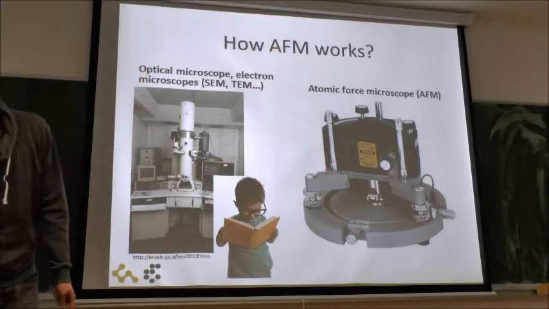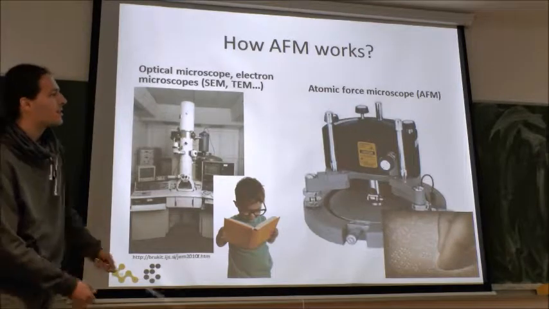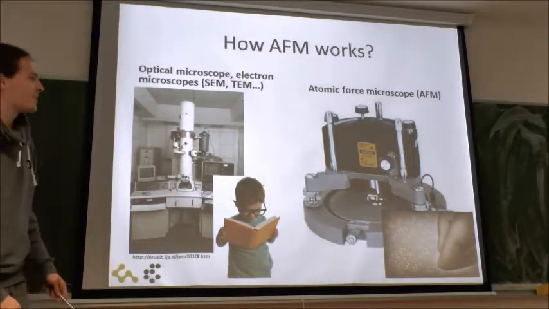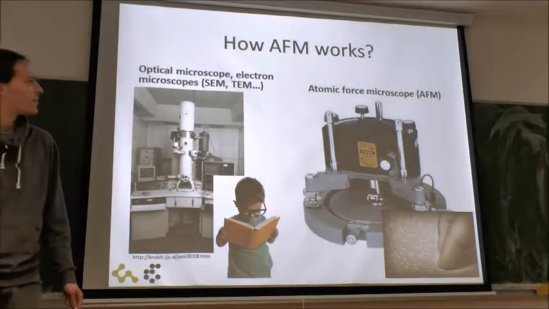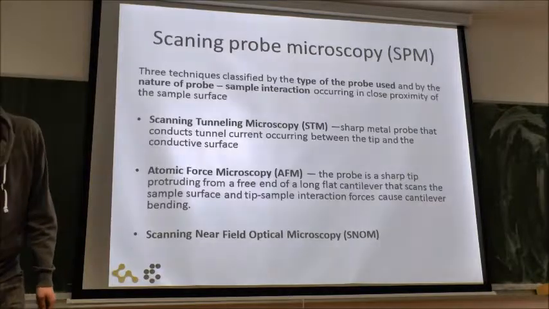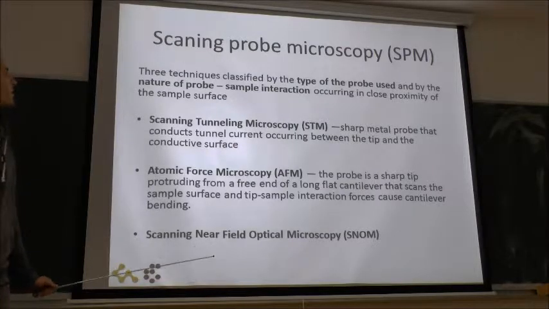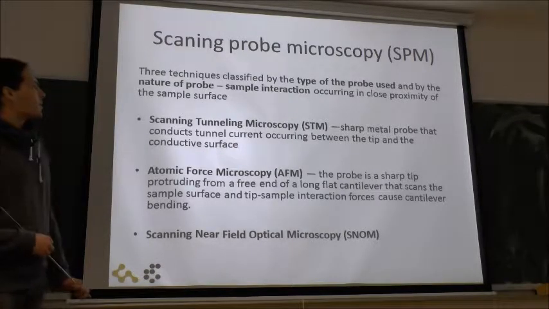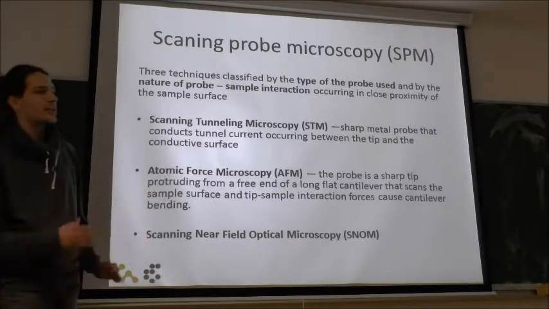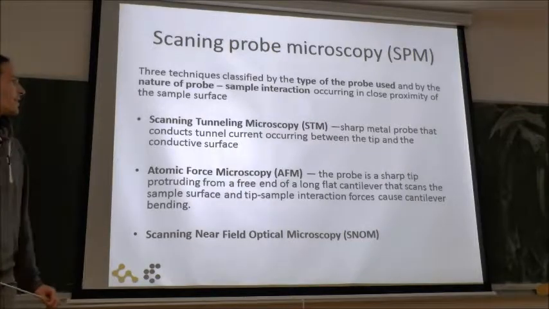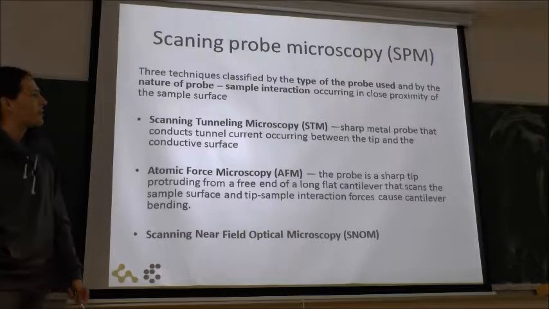It's more like being blind and reading Braille. So this is the easiest way to explain to someone how atomic force microscopy works. But of course, atomic force microscopy is just part of scanning probe microscopy, which is the technique that uses a probe to scan the sample, and the image is obtained by the nature of the probe and sample interaction.